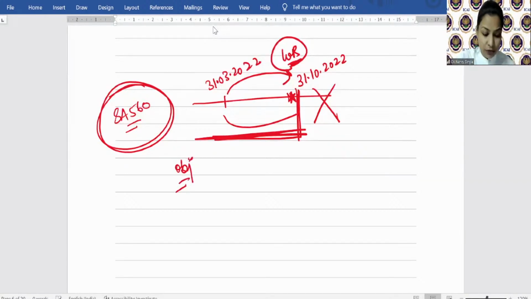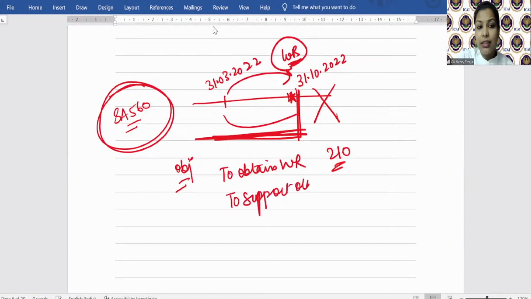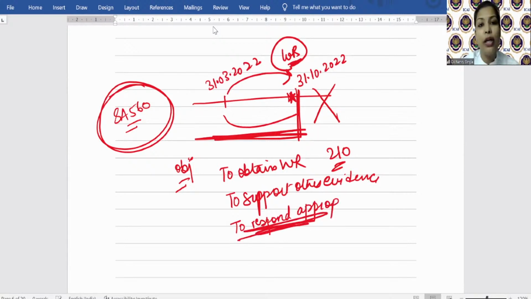Objective क्या है? First of all, to obtain written representation with respect to 210 वाले preconditions कि आपने वो किए ना. To support other audit evidence, जैसे I gave you example of your debtor confirmation कि मेरे को external confirmation नहीं मिल रहा है, so I may ask the management कि management ये लिख के दे दो कि ये balance correct है, ठीक है? या this is the reason why that party is not replying, and to respond appropriately. अभी हम detail में ऐसे से पढ़ेंगे to respond appropriately.